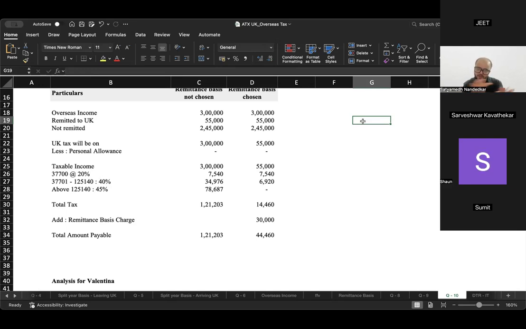Top slice means a slice of your income, okay okay. And not in that. So still the basic rate band and the higher rate band will apply, right? Yeah, so but then see, when does that happen?